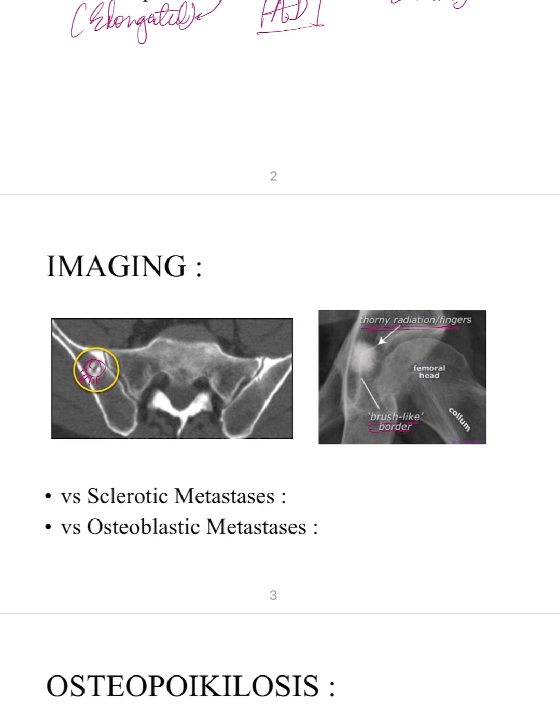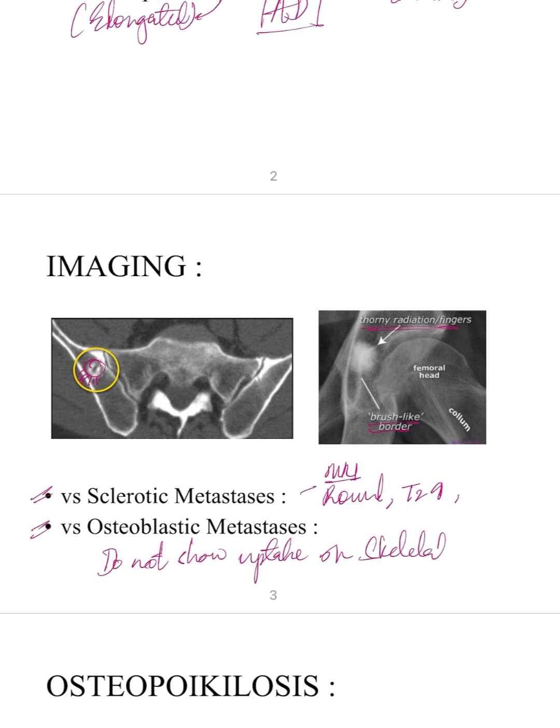What is important is that they can be confused with sclerotic or osteoblastic mets. So how do you differentiate? On MRI, sclerotic mets are round and surrounded by T2 high signal, and also they have contrast enhancement. Also, you need to remember that bony islands do not show uptake on skeletal scintigraphy. This is not true with osteoblastic mets. They have uptake on skeletal scintigraphy.